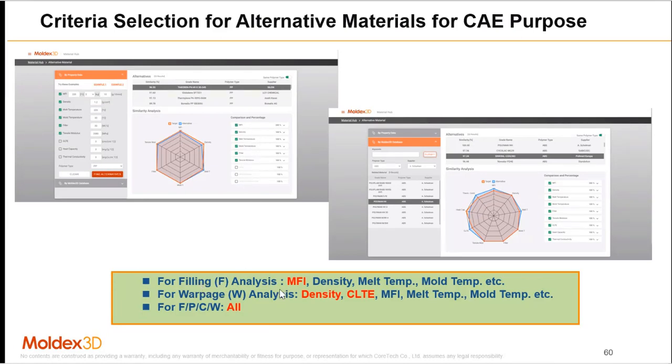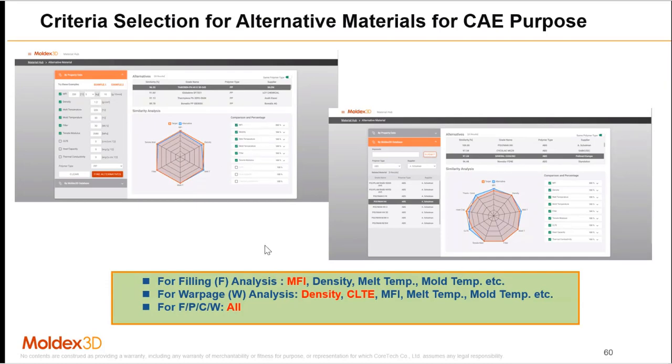So according to your requirement, you can specify different criteria for the comparison. Usually for filling analysis, MFI is the most important one, and the others are optional. For warpage, density and CTE are the most critical ones. Of course, MFI should be as similar as possible, and you can choose more data for the comparisons. So this function gives you a tool to choose the alternative material according to the criteria you selected.